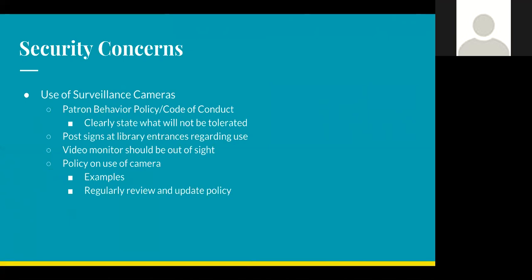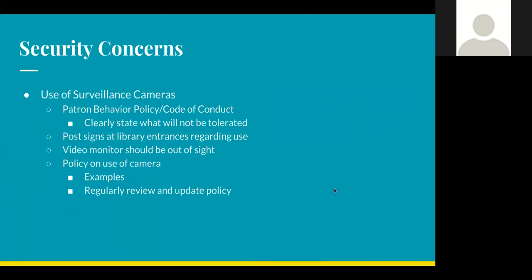All right, so we talked about posting signs, and these can be as simple as we're using a surveillance device. I mean, there are a lot of ways to word this. The point is you have to inform the public that you're recording the goings on within and without, inside and outside of the library.